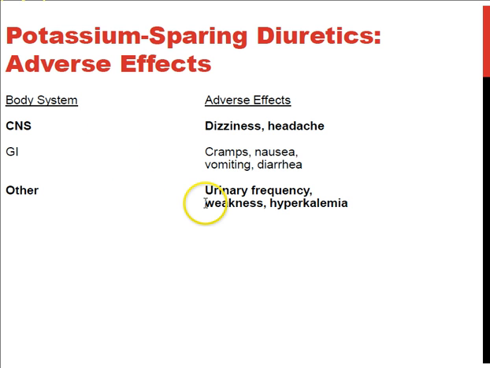What are the side effects or adverse effects? Well, surprise, surprise, dizziness and headache, just like a side effect you would have if your blood pressure was too low. In addition, you can get urinary frequency and weakness. And because you hold on to potassium, you may get hyperkalemia. So although the drug may make you hold on to potassium, and we may want you to do that, if you hold on to too much, you get hyperkalemia.